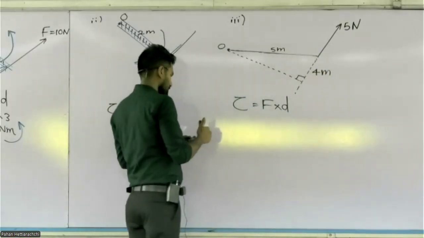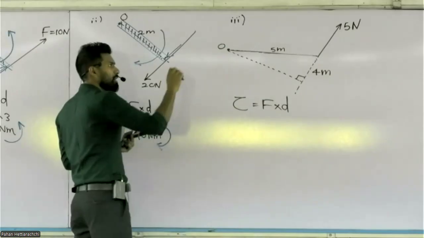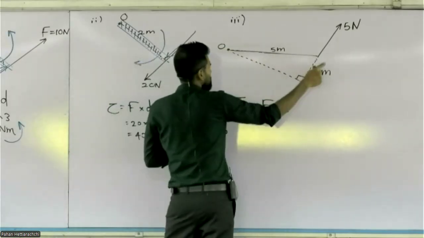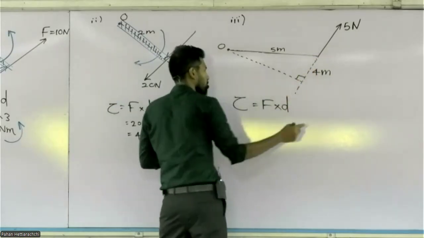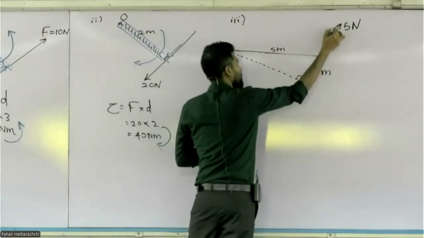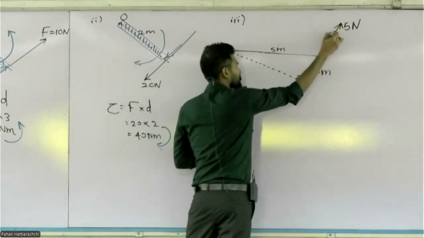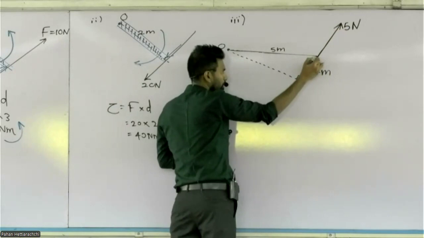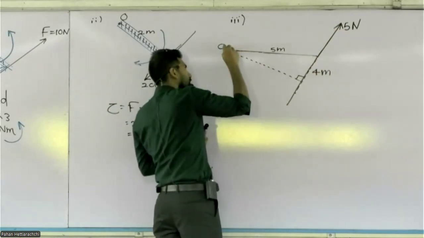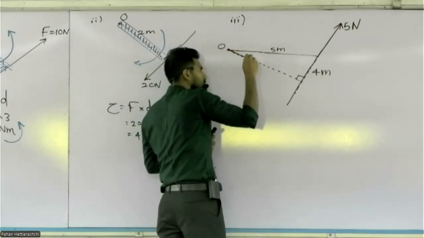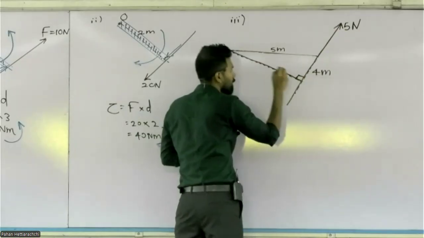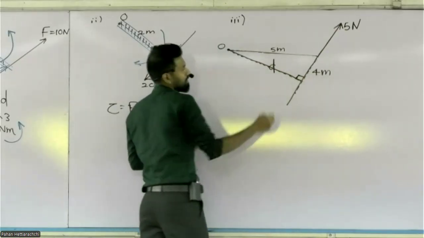If a perpendicular distance is not available for the force, first you have to draw the line of action of the force. Then you have to recreate a perpendicular distance to that line of action. That's how you have to deal with it here.